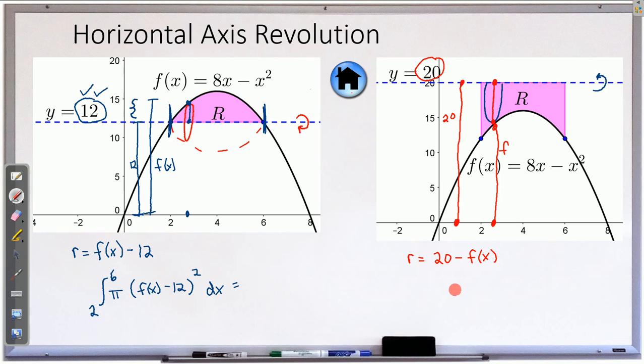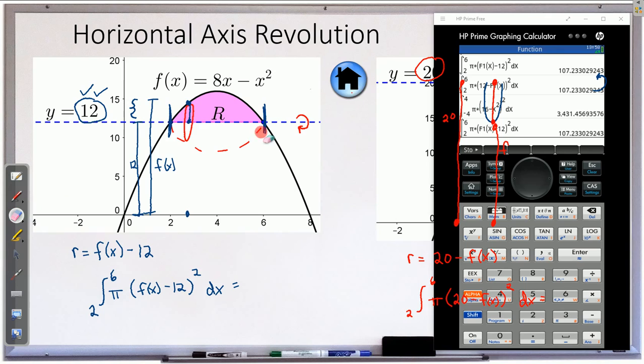I'm hoping you're seeing that big minus small is a big theme here. To get the radius over here, we took the big one and we subtracted the small one. Same thing here, we're taking the big value and subtracting the smaller value. Our integral is going to be very similar because the graph is basically the same. The integral from 2 to 6 of pi, our radius now is 20 minus f of x squared dx. So type that into the calculator and that'll give us our next answer.